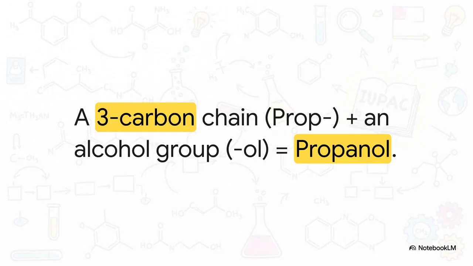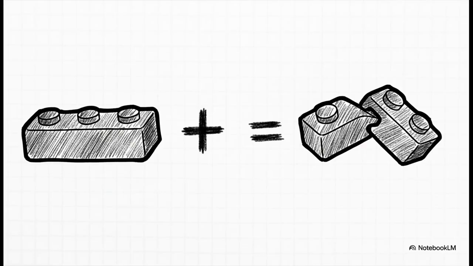It's super simple. You take a prefix for the chain length, like prop for 3 carbons. Then you add a suffix for whatever the main feature is. For an alcohol, that suffix is -ol. Put them together and you get propanol, the main ingredient in rubbing alcohol. Easy as that. Let's do one more.